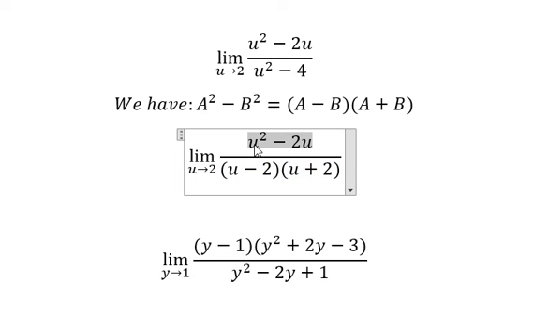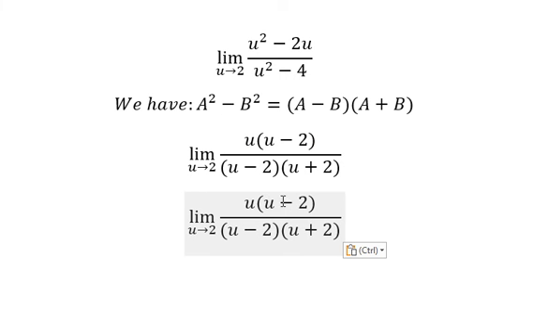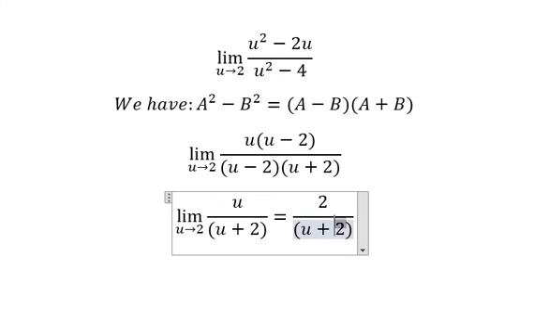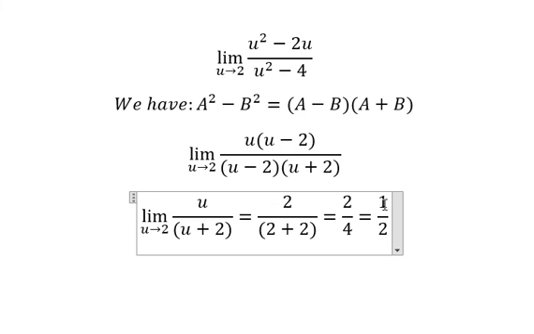This one we can do another factorization by u. Next, we simplify u minus 2 on numerator and denominator. And now, I will put number 2 here and here. And then we have the final answer. And that's 1 over 2.